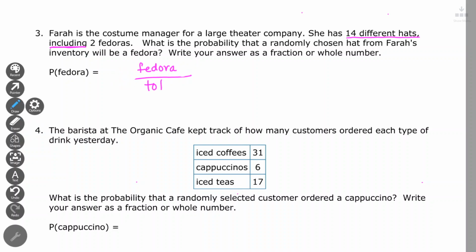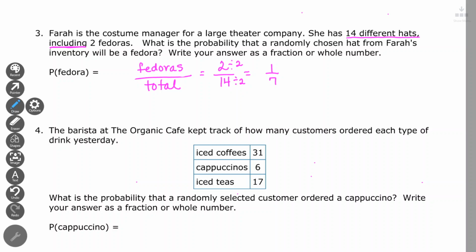The total number of hats that Farah has. All right, so what we want to do, how many are fedoras? And there are 2 that are fedoras. Now the total, there are 14 different hats including, so the 2 fedoras are included in that, so there are 14 hats. Right? Now we can find the GCF, the factor that both of those have in common, the 2 and the 14. We can divide both of them by 2, and we get 1 over 7. So 1 out of 7 hats chosen will be a fedora.